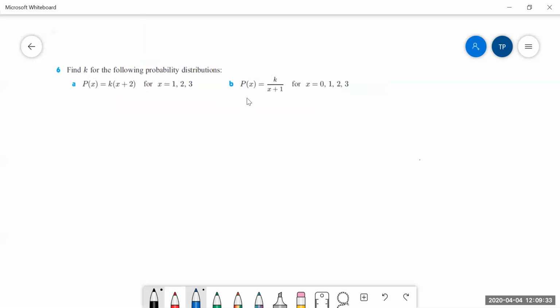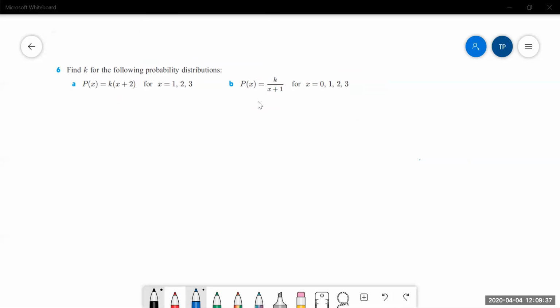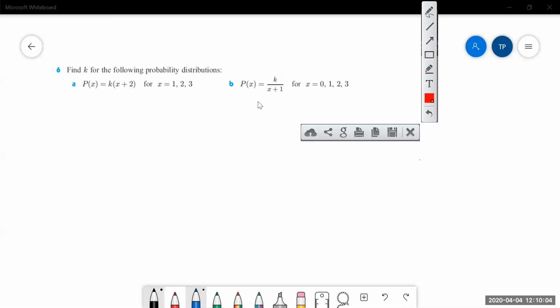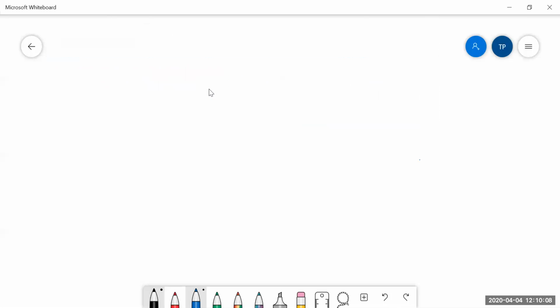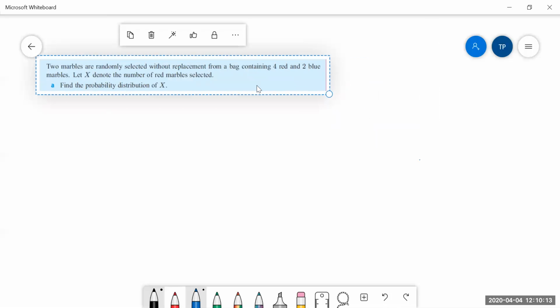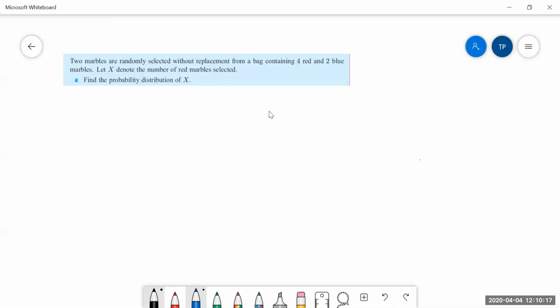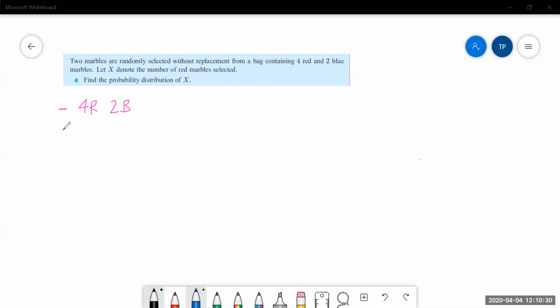Okay, maybe I will use this. Let me use a question for example. I'll use this question to explain expectation. Okay. So two marbles are randomly selected without replacement from a bag of 4 red and 2 blue. So we have 4 red and we have 2 blue. So this is an important point. And the other important point is that it is without replacement. So we have to note it down.